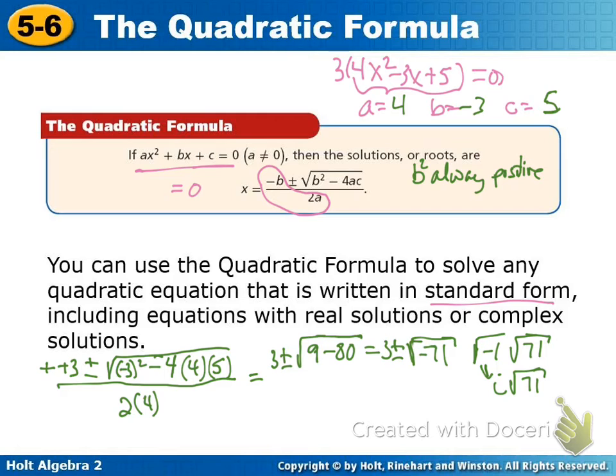Okay. So let's come back over here now. So now we have 3 plus or minus i times the square root of 71, over our 2 times 4, which is 8.